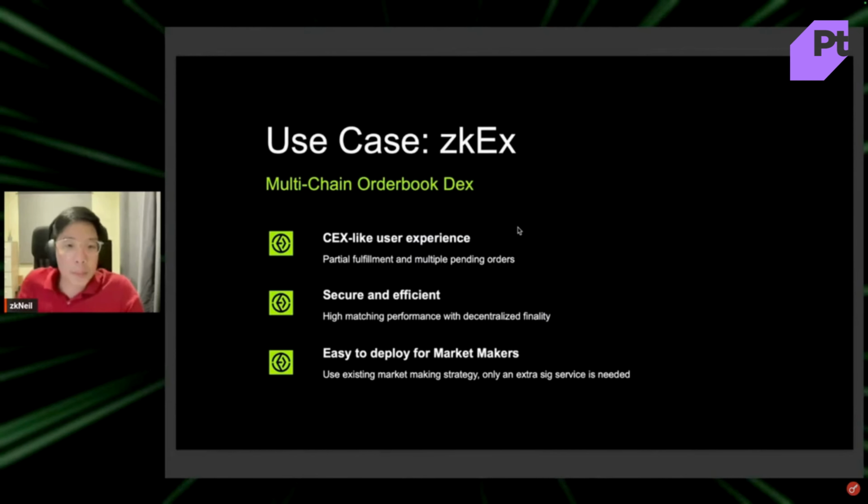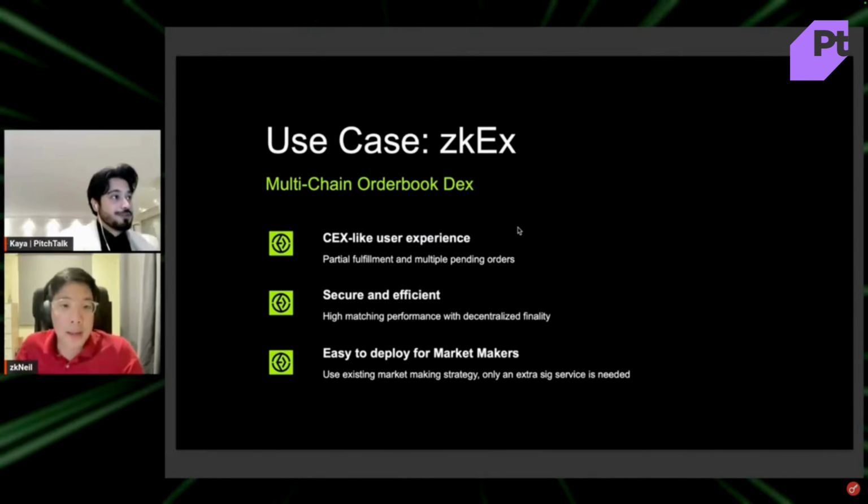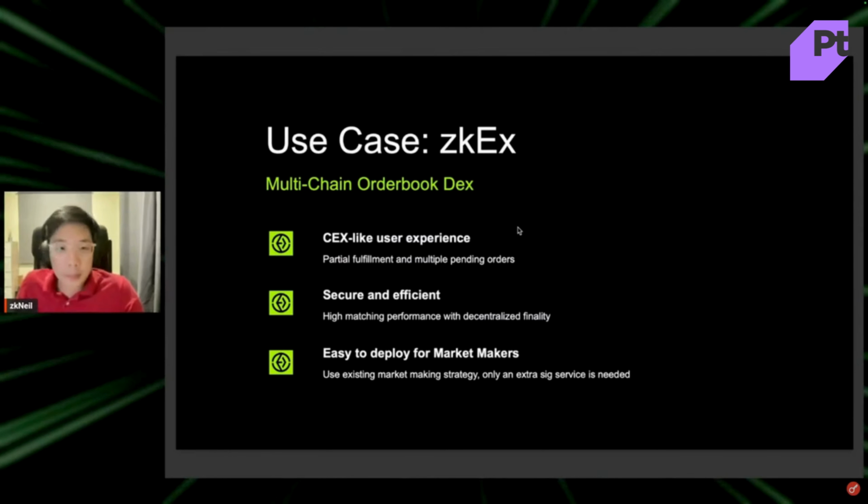Yeah, so I want to go straight into the use case for what we have here, and this is ZKEX. Okay, this is ZKEX. It's a multi-chain order book DEX, and that gives you basically a CEX-like user experience that's secure and efficient and easy to deploy for market makers. So what we have is a ZK rollup for multiple ZK rollups. If you want to compare it to the Lord of the Rings, it's really one ring to rule them all.